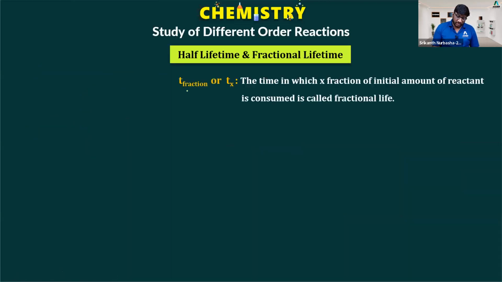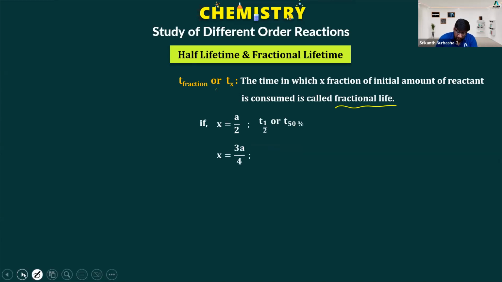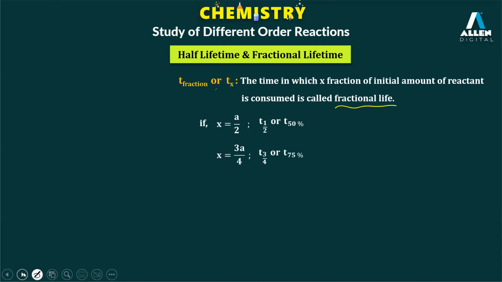Half-life time and fractional time, t fraction: the time in which a fraction of the initial amount of reactant is consumed is called fractional life. If x equals A by 2, that is t half or t 50%. x equal to 3A by 4 means 3/4 of the initial reactant has been converted, right? So what do you call that? t 3 by 4 or t 75%.